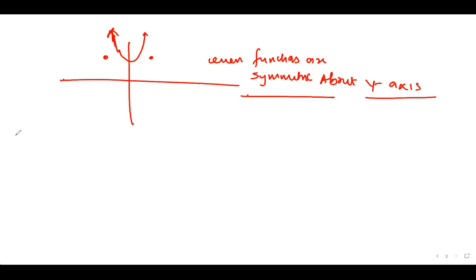Now, what is an odd function? If you talk about odd functions, if you get f of minus x, and if it is exactly the negative of the original function, if f of minus x is negative f of x, it is an odd function.